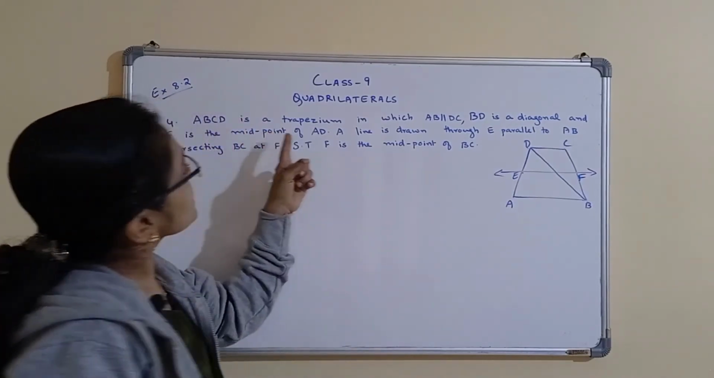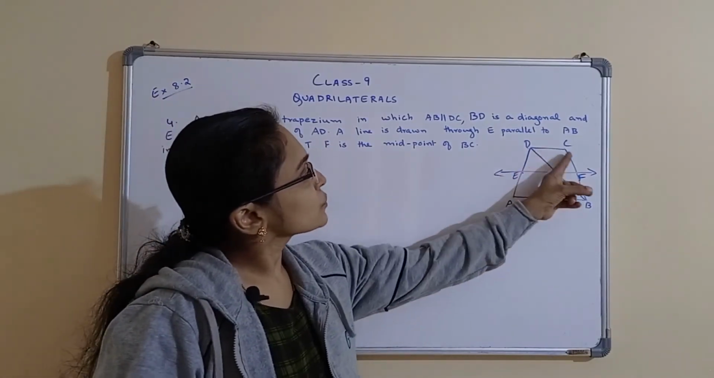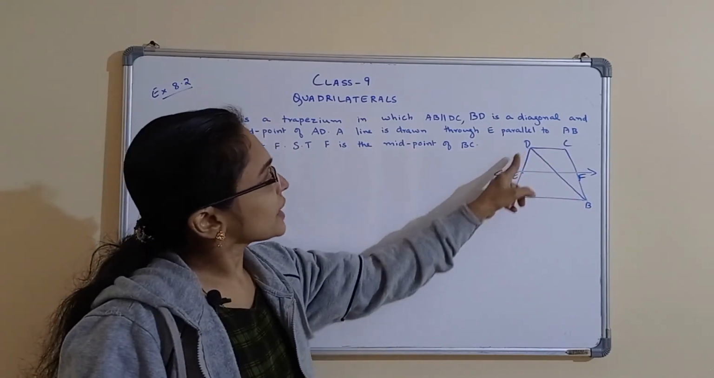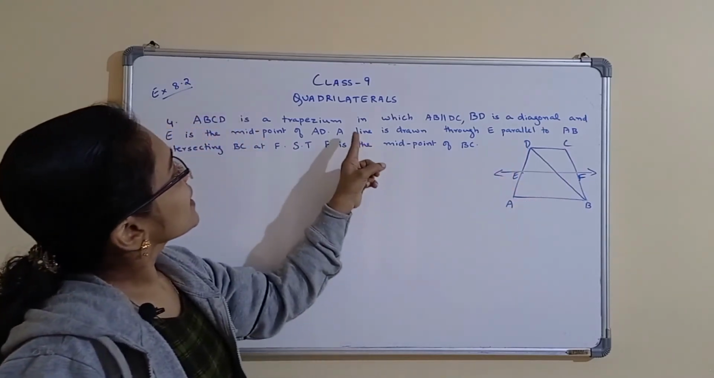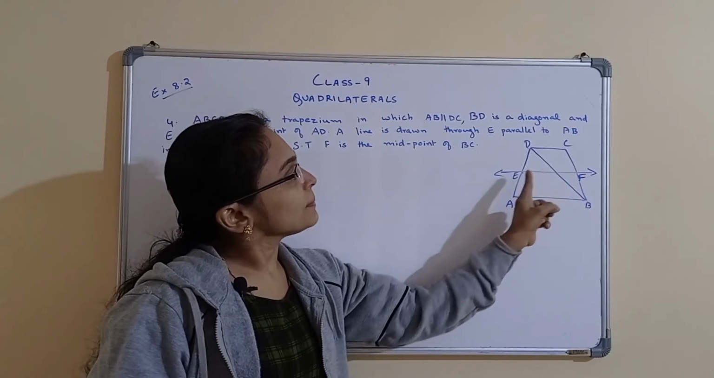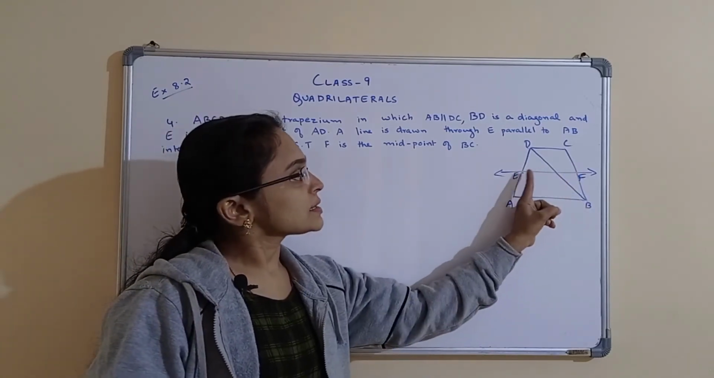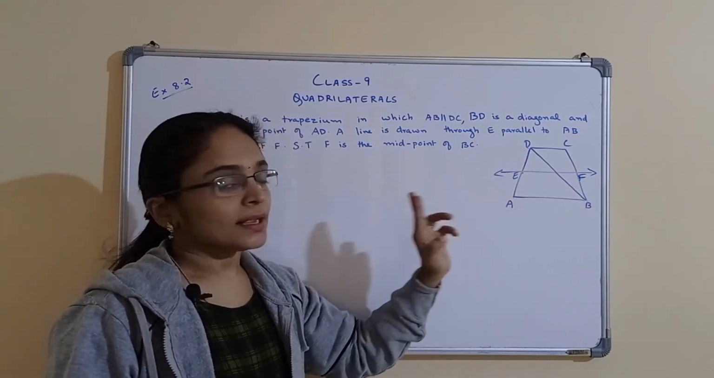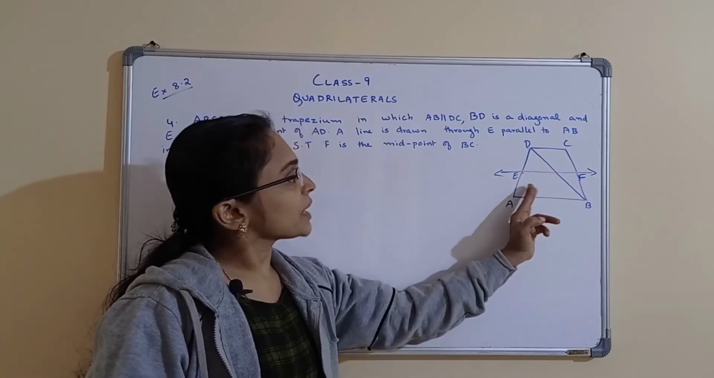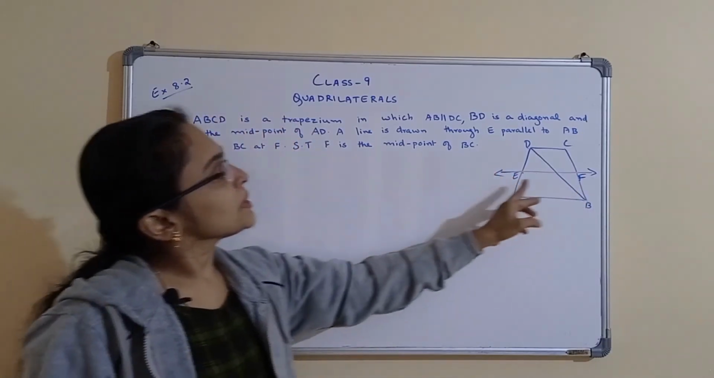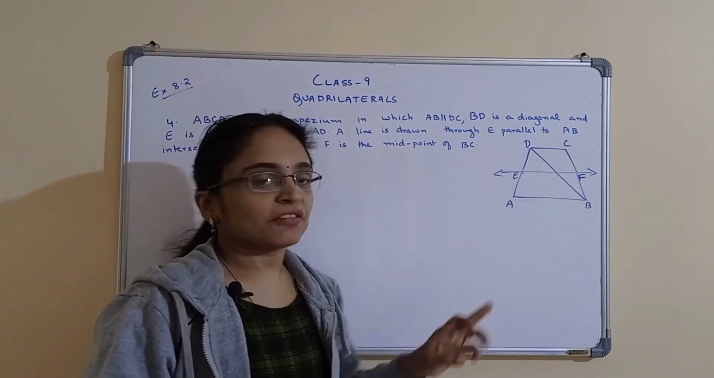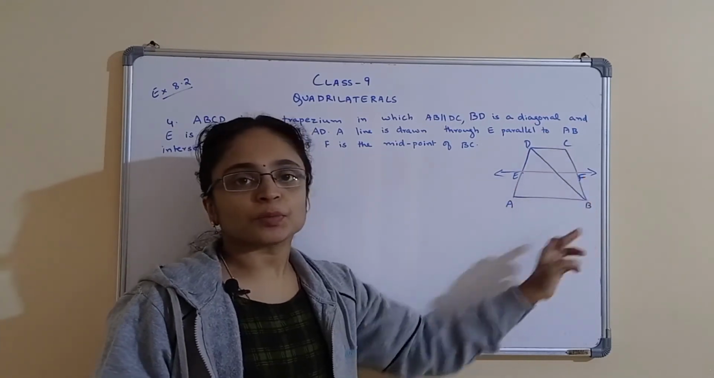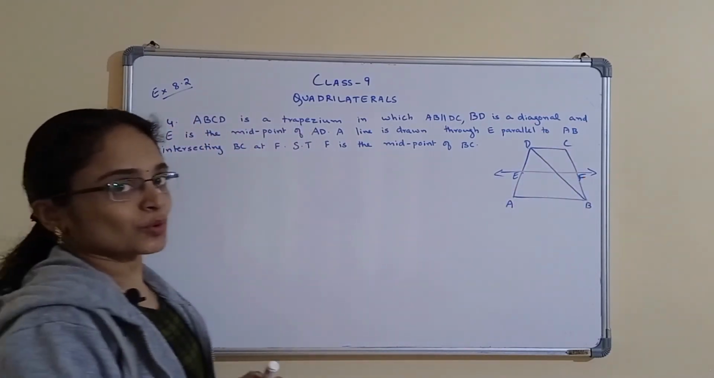Next question is ABCD is a trapezium in which AB is parallel to DC, BD is a diagonal and E is the midpoint of AD, and a line is drawn through E parallel to AB, intersecting BC at F. Show that F is the midpoint of BC. We have to show that this F is the midpoint of BC. So, how will we prove this?